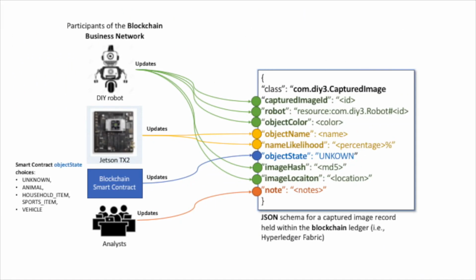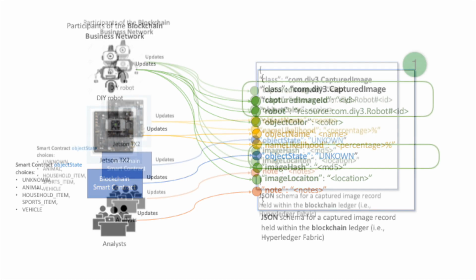To further clarify the business network of a blockchain, let's look at how the blockchain participants update the image record. In this demo, there are 4 steps. A blockchain is a distributed network, and each of the blockchain participants, i.e. the robot, Jetson TX2, and analysts, could add their data from different nodes on the blockchain fabric.